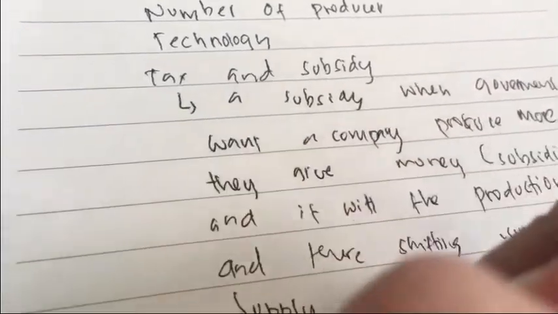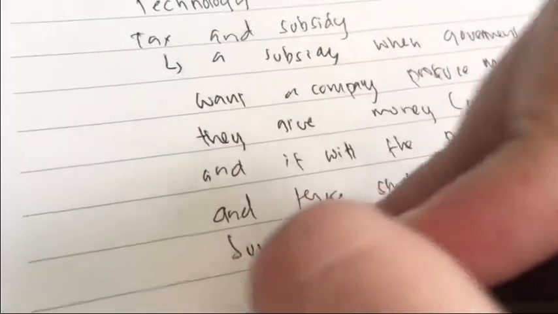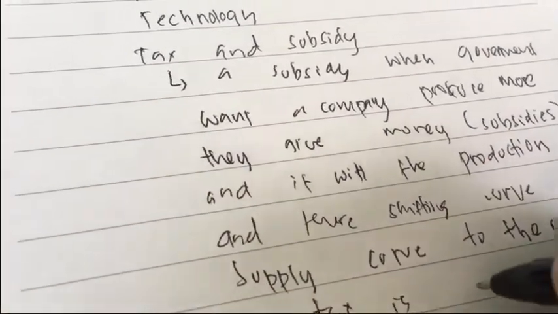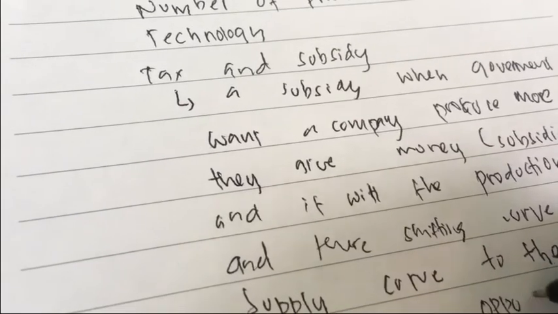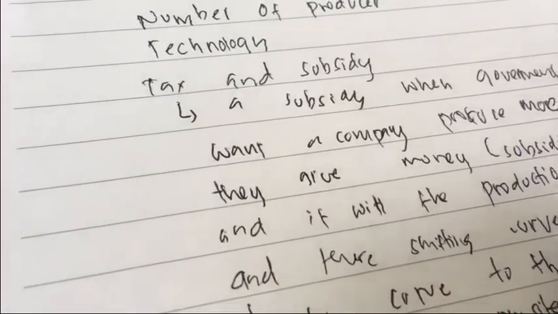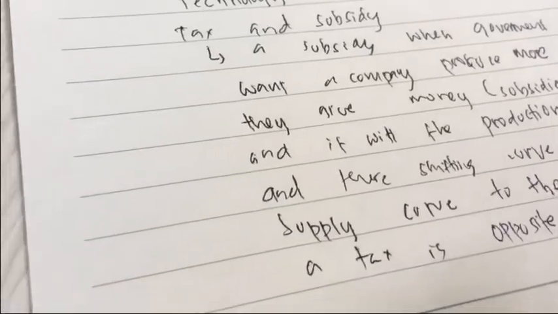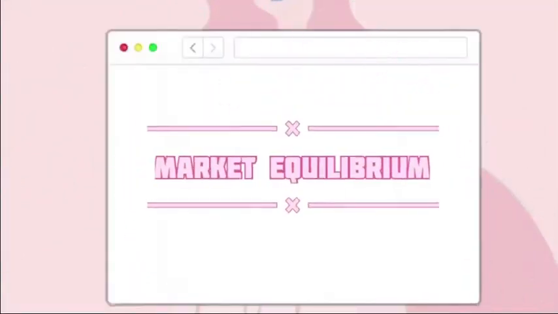And how about the tax? A tax is the opposite of the subsidy. And the last is expectation. And the next part is about the market equilibrium.